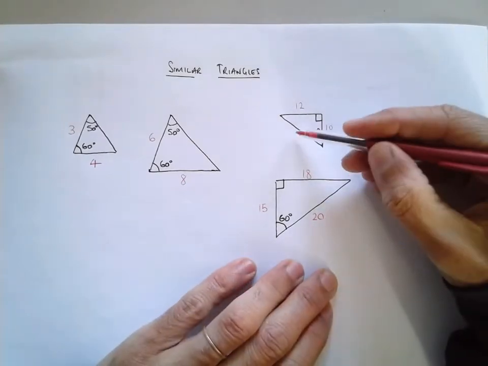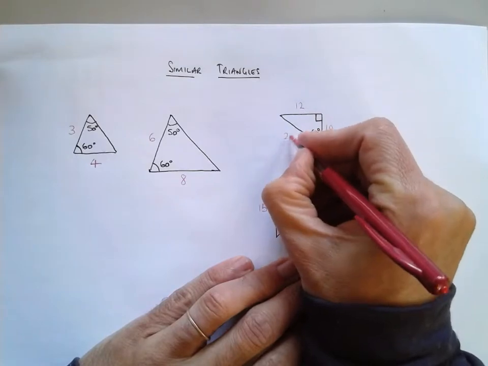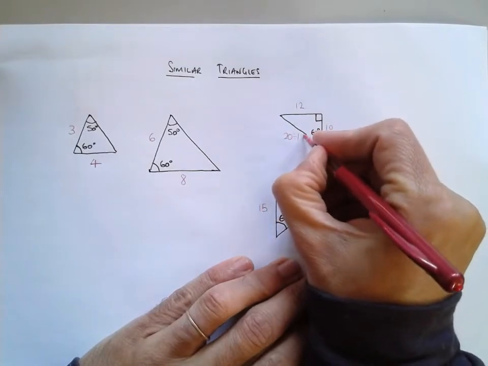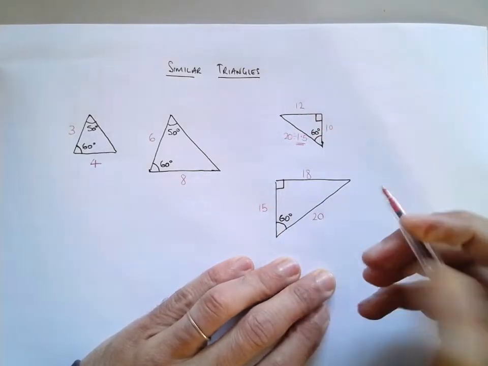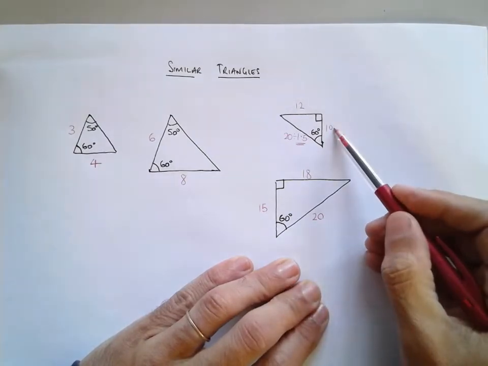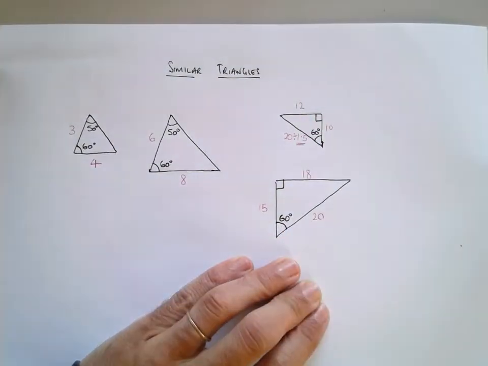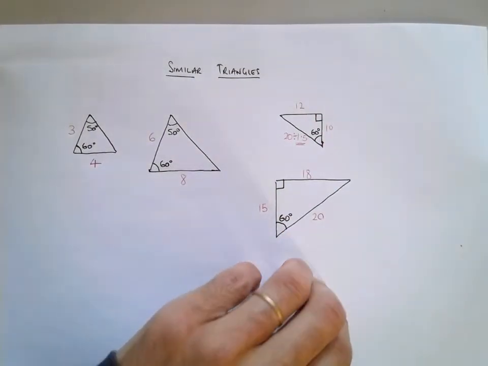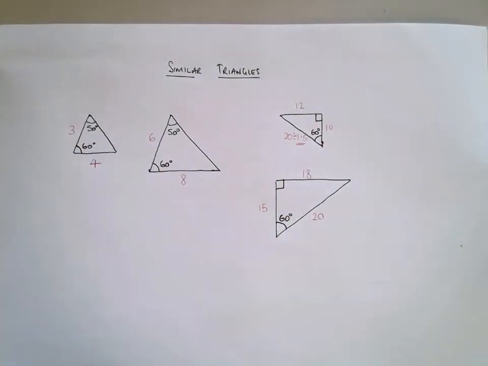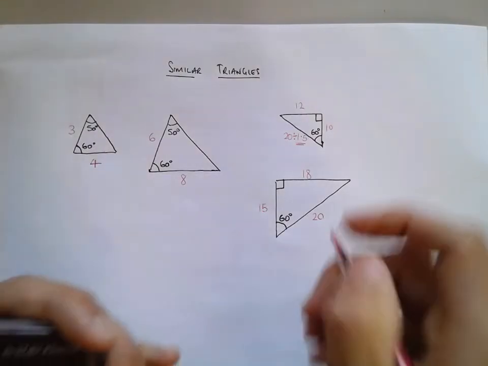If I was told that this side here was 20, then this side here has to grow to be 20. What number grows to be 20? It will be 20 divided by 1.5, because 1.5 here is our scale factor going from this triangle to this triangle. 20 divided by 1.5, it's not a whole number this time, but that shouldn't matter. 20 divided by 1.5 is 13 1/3.